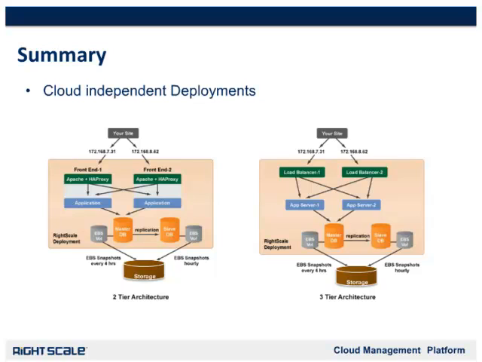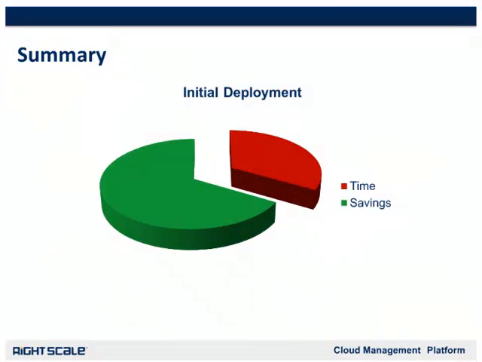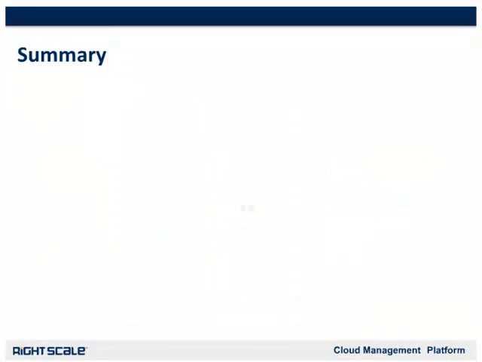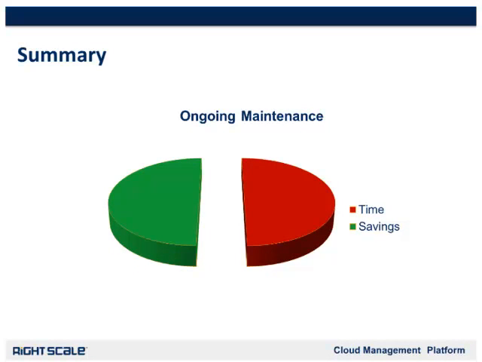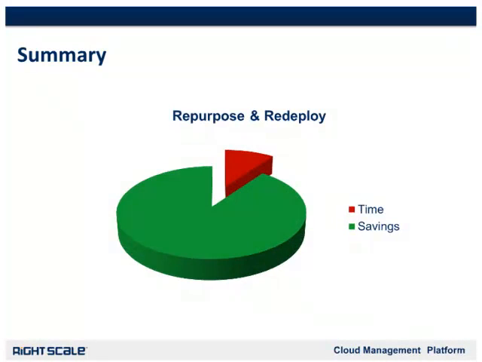By leveraging the RightScale Cloud Management Platform above cloud infrastructure, customer analysis demonstrates that IT productivity gains can save two-thirds of the time involved in the initial deployment, one-half of the ongoing maintenance time, and up to 90% of the time required to repurpose or redeploy applications, all while dramatically improving application reliability.